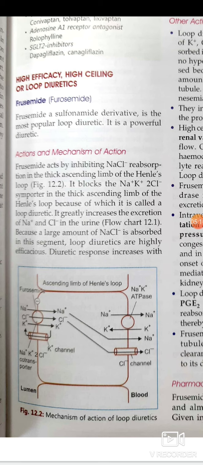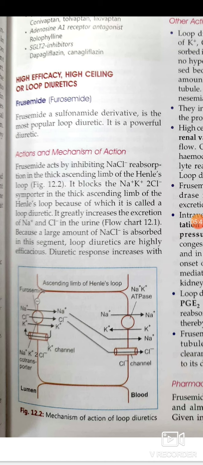So sodium chloride and potassium reabsorption is inhibited. You can see in the structure that from the lumen, sodium chloride and potassium are reabsorbed into the ascending limb by the sodium potassium 2 chloride symporter, and that is inhibited by furosemide, and that's why it inhibits the reabsorption. So it greatly increases the excretion of sodium and chloride in the urine.